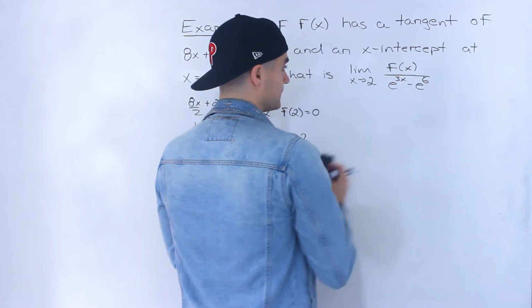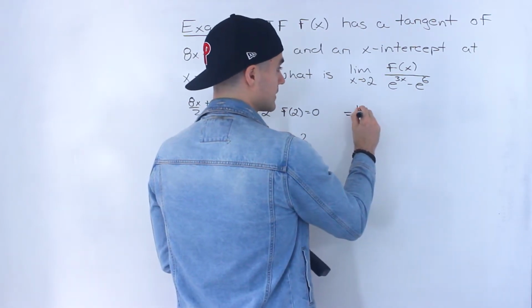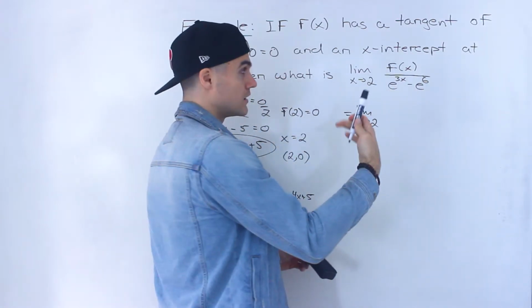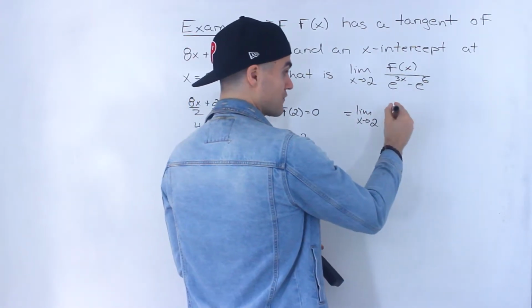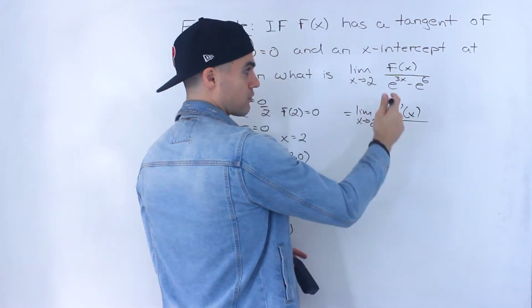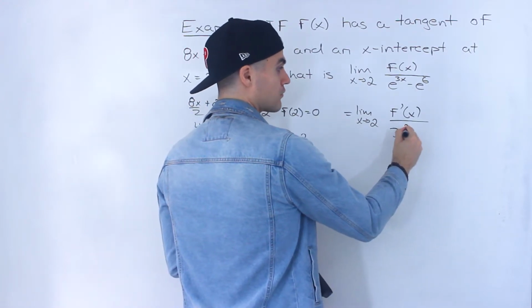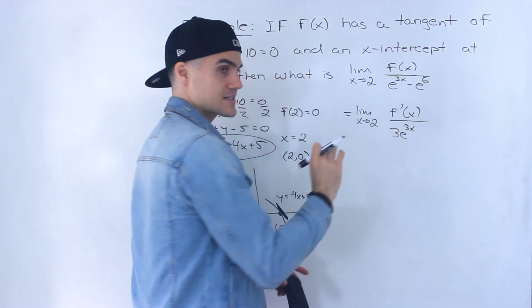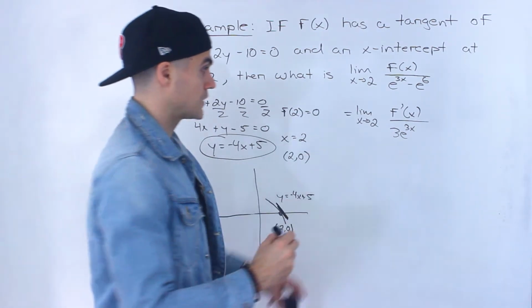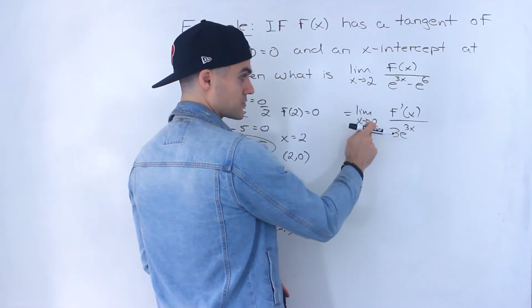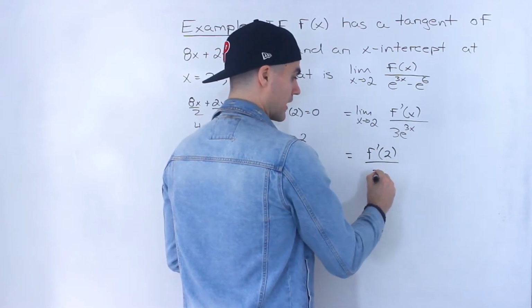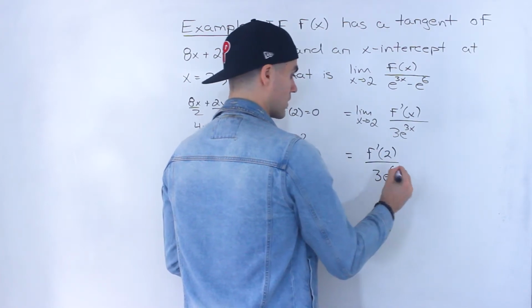What we would do is rewrite this as the limit as x approaches 2, taking the derivative of the numerator and the denominator. The derivative of f of x is just f prime of x. The derivative of e to the power of 3x is going to be 3 e to the power of 3x, and the derivative of e to the power of 6 is just 0, since e to the power of 6 is a constant. Now we can do a direct substitution: as x approaches 2, if we plug in 2 for all the x's, we'll have f prime of 2 on top, and down here we'll have 3 e to the power of 6.